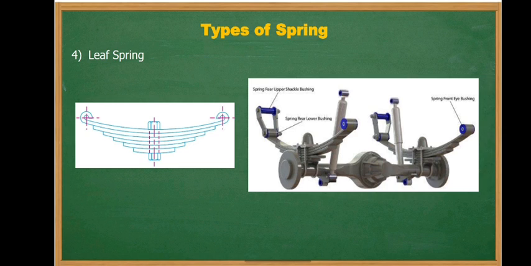Next is the leaf spring. A leaf spring consists of a number of flat plates, or you can also call them leaves, of varying lengths held together by means of clamps and bolts. Here there are a number of flat plates which are joined together with the help of this bolt. Such type of springs are generally used in automobile and railroad suspension systems. In this spring, the longest leaf, called the master leaf, is bent at two ends to form a spring eye. So this is the spring eye.